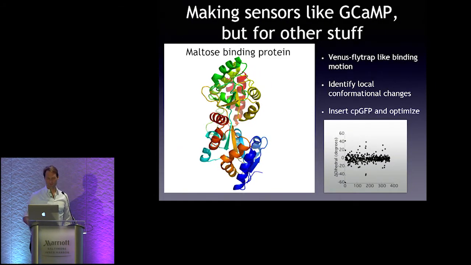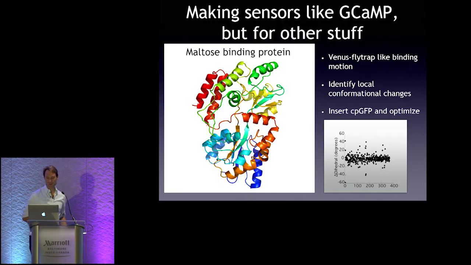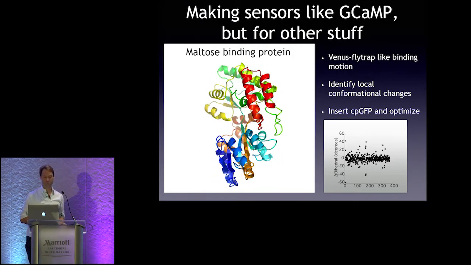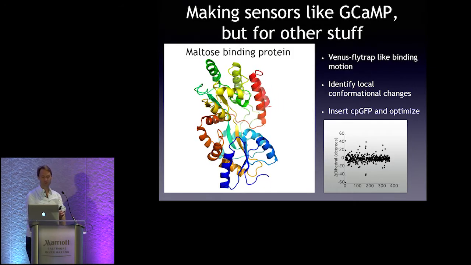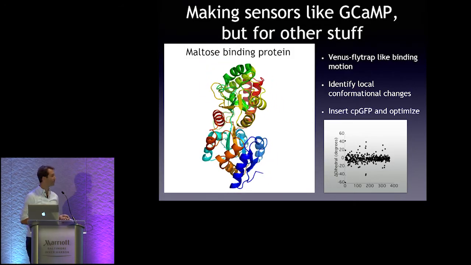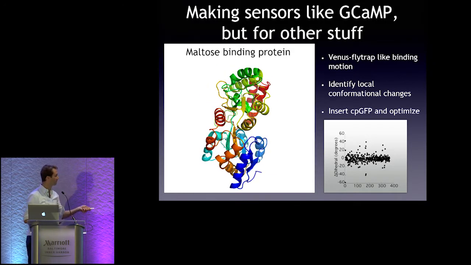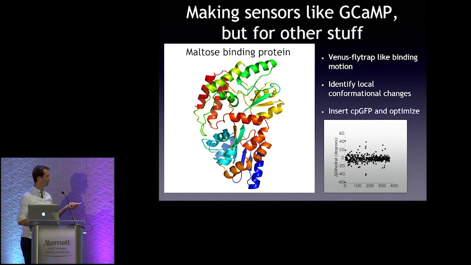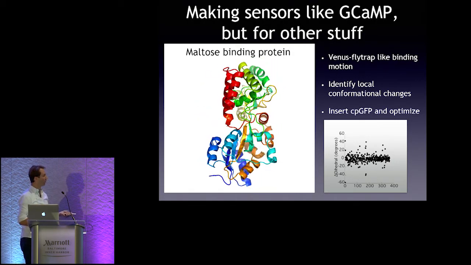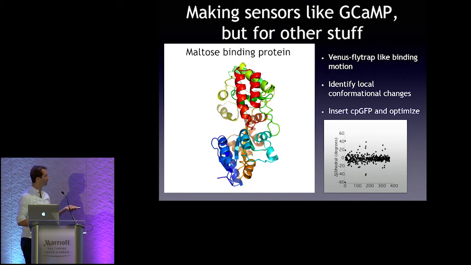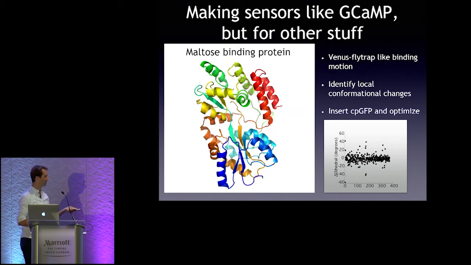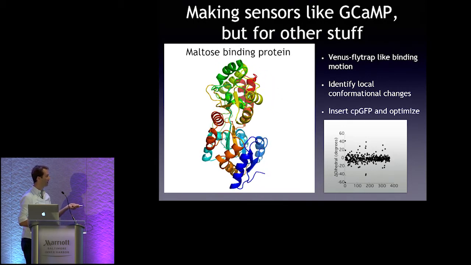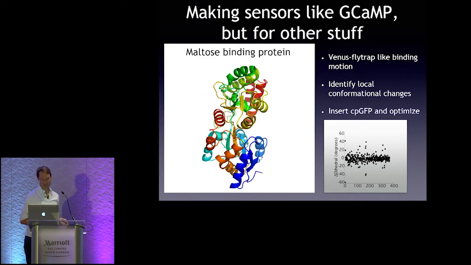Now to make sensors like GCaMP but for other stuff, all we need to do is find a protein that binds our analyte of interest and undergoes a conformational change. The periplasmic binding proteins of bacteria are a diverse family that provides many such scaffolds. They all undergo a Venus flytrap-like motion upon ligand binding. Here you can see the stereotypical change of maltose binding protein. We can identify regions that undergo local conformational changes either by doing some calculations of how the backbone shifts or by just eyeballing it. And you can see here this one little spot has a good torque.